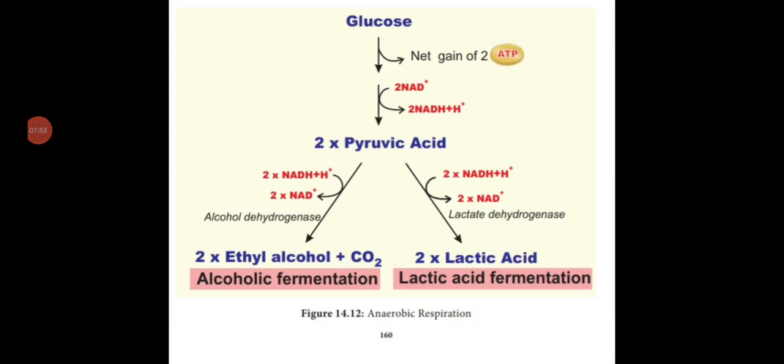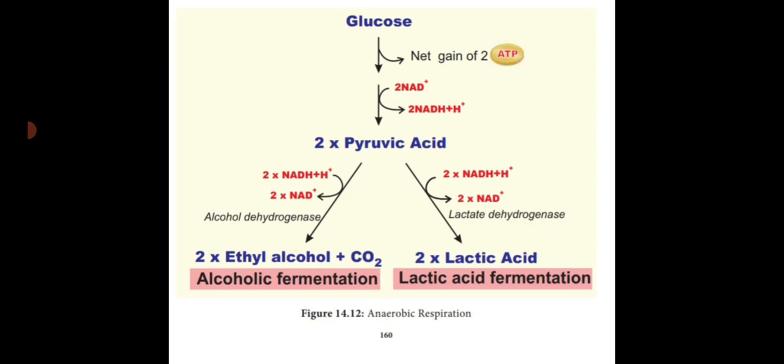Dear students, see the general procedure of anaerobic respiration, that is glucose, a 6-carbon compound, which is converted into 2 molecules of pyruvic acid by utilizing 2 molecules of ATP and NADH2. This pyruvic acid is involved in the 2 types of respiration. One is alcoholic fermentation, another one is the lactic acid fermentation.